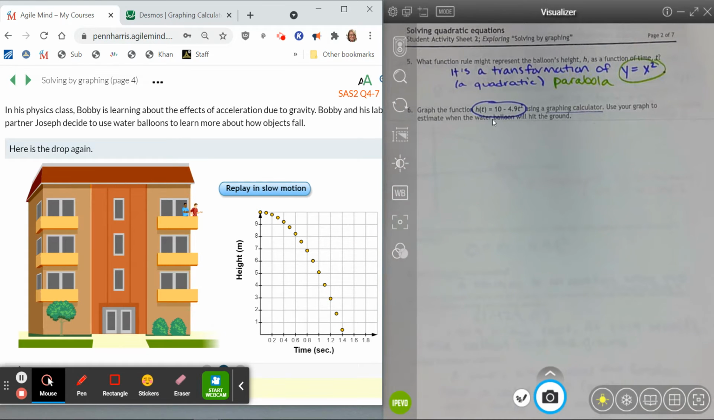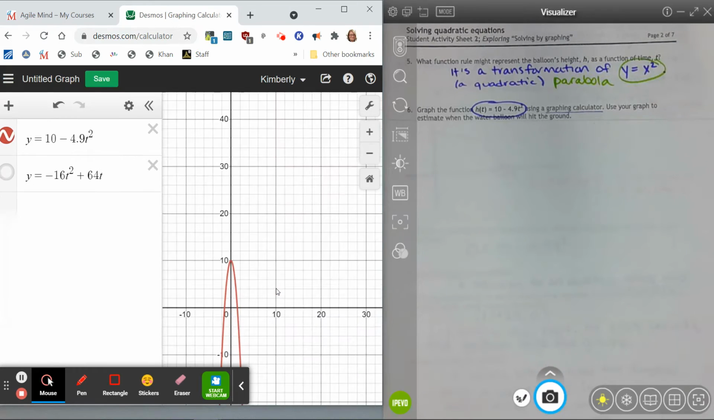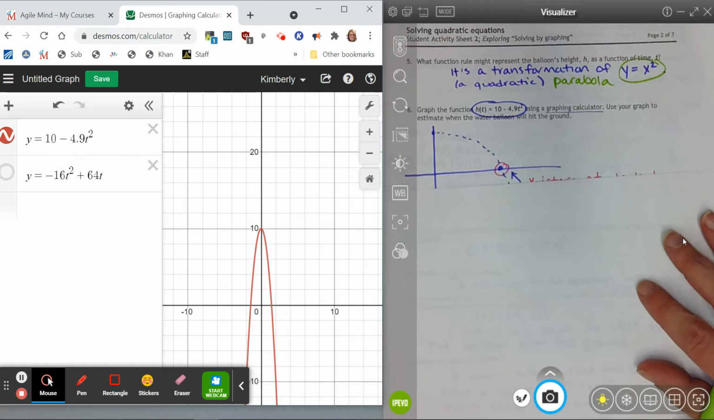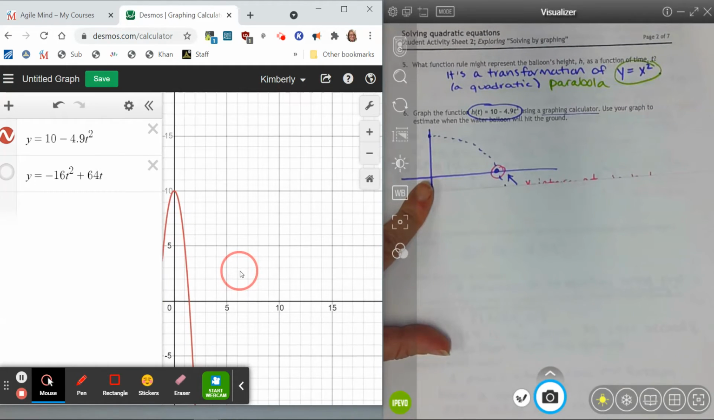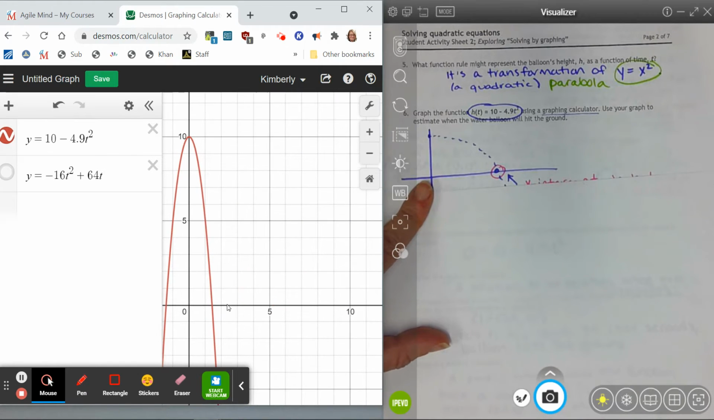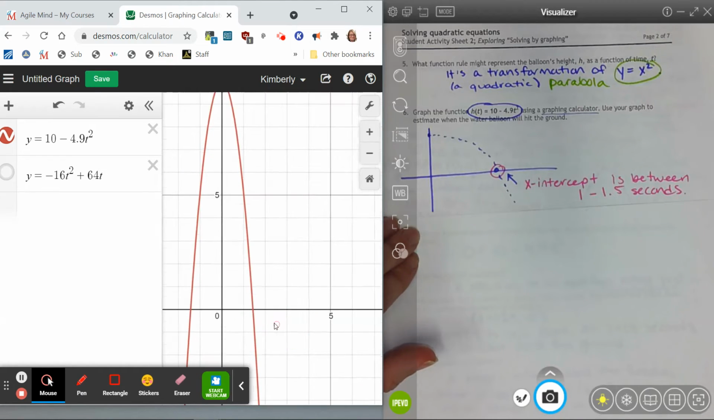Okay. And let's go ahead and look down here at number 6. So they said to graph this equation on our graphing calculator. I'm going to go ahead and switch this over here so you can see. All right, and we're going to zoom in here. So all I did was I went ahead and graphed this, and I'm only graphing the one side of it because we don't care about the other side. So I can see roughly where it's going to hit the ground. I'm going to call that between 1 and 1.5 seconds because 1.5 is about right here. Oh, no, a little bit more. You can zoom in and see that.